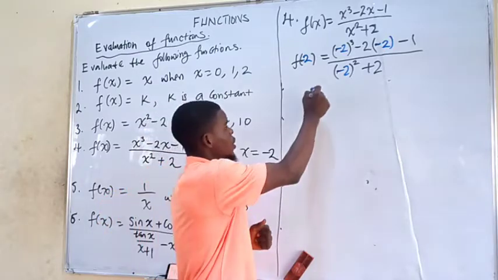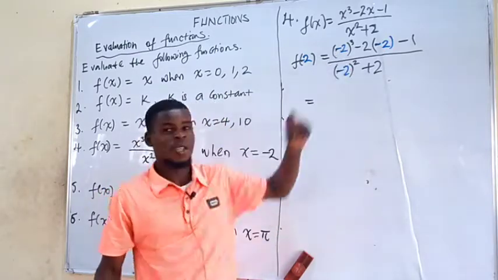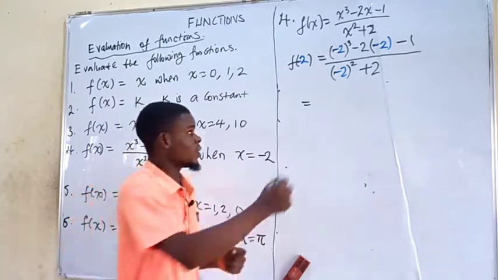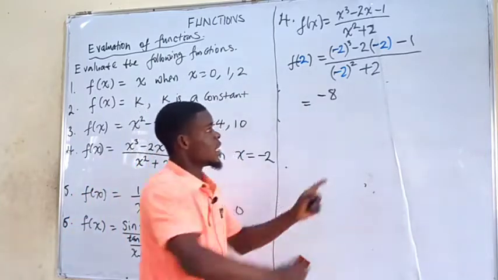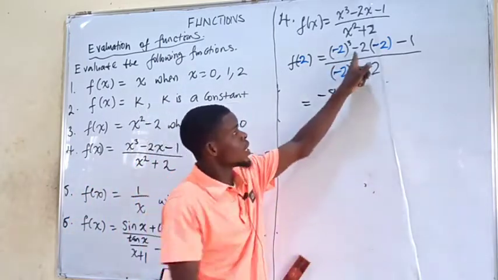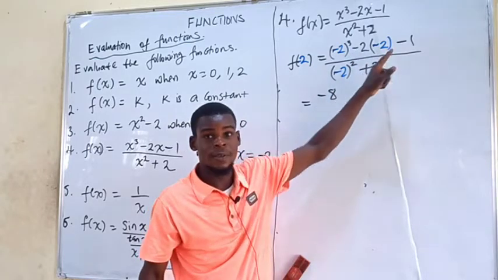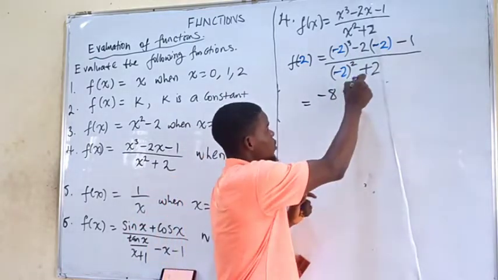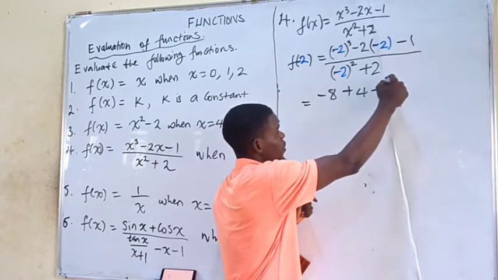Good. So this gives us, now negative 2 raised to power 3. Maybe you can go ahead and check that out. If you don't know, that is just negative 8. And then we subtract it with 2 times. Now negative 2 times negative 2, that gives us positive 4. Good. And then we subtract 1 from the result.